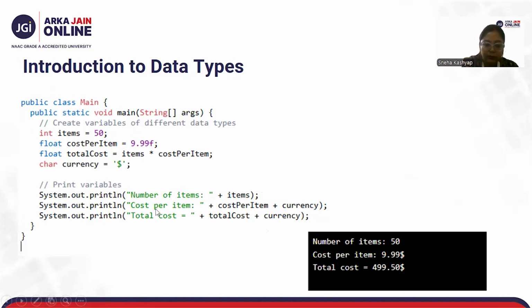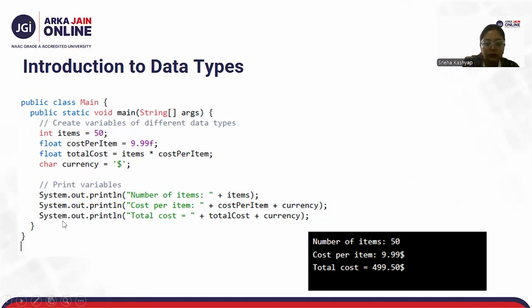For the second one, I want to show the cost per item. So I just printed cost per item with a colon, and I am trying to fetch the value from the cost per item variable. The cost per item variable is stored here, and its value is initialized as 9.99f, so it will read as 9.99. Along with this, I have concatenated the currency, so it will simply print the dollar. So the cost per item will be $9.99.